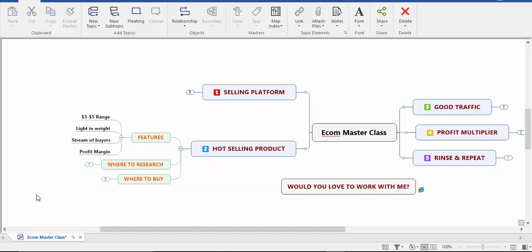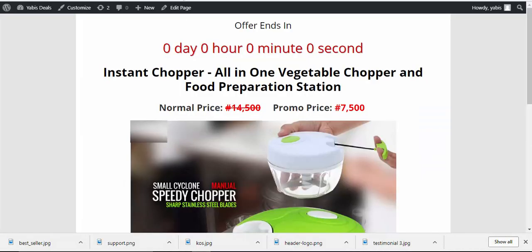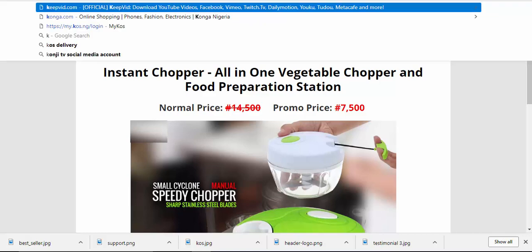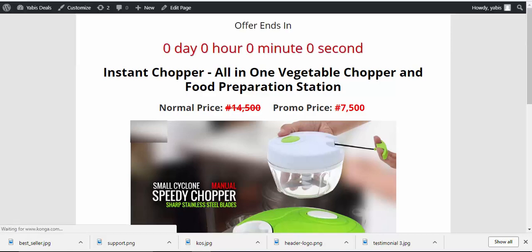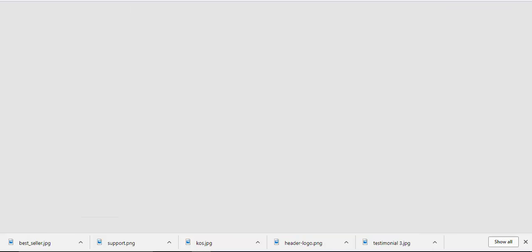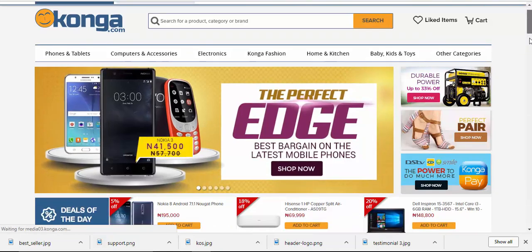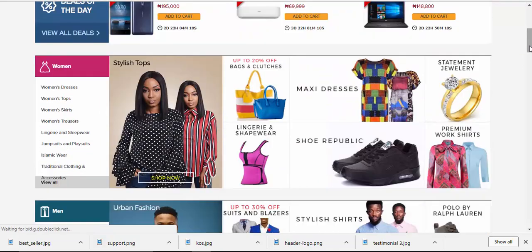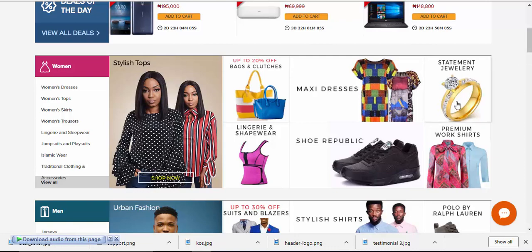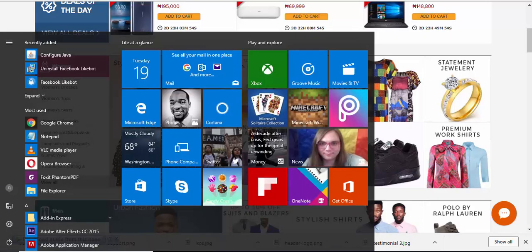For instance, if a sachet water is sold, let me practicalize it so that you understand what I'm trying to say. Let's say for instance you want to start your e-commerce business with $100, and you're going for a product range of $3 to $5. Let's say $5. That means $5. Let me bring up my calculator.